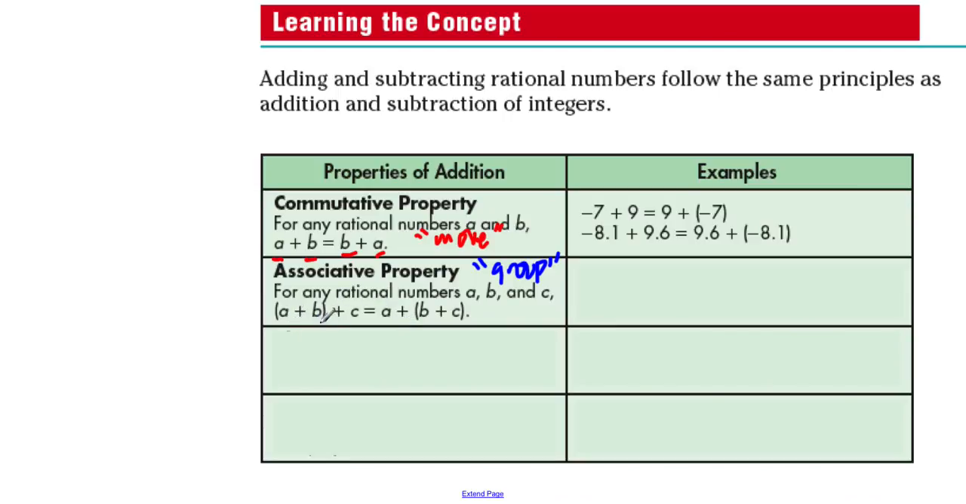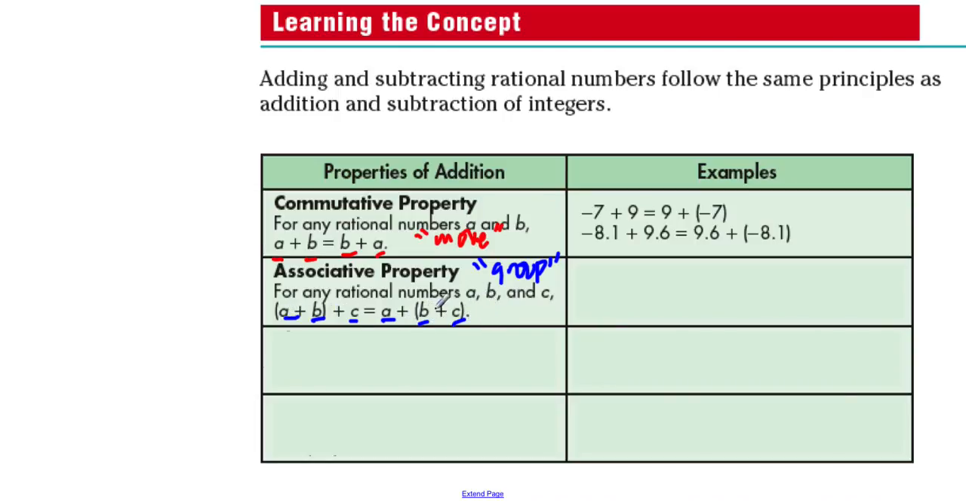A plus b has been grouped here, which is the same as if you group b plus c and add it to a. So the grouping of a plus b added to c is the same as adding the group of b plus c added to a. What you also notice in this property is that the order does not change. A, B, C remains A, B, C. The order of the numbers did not change.